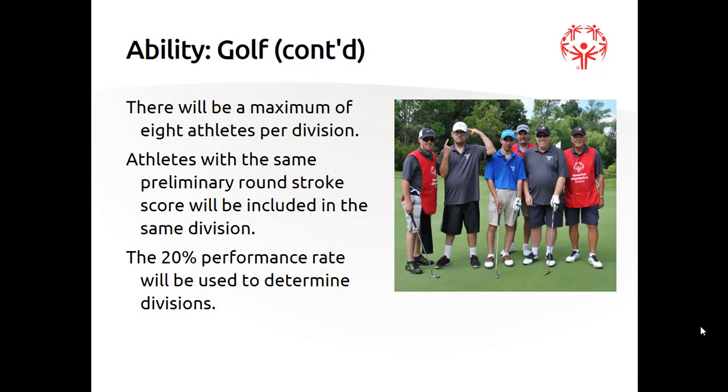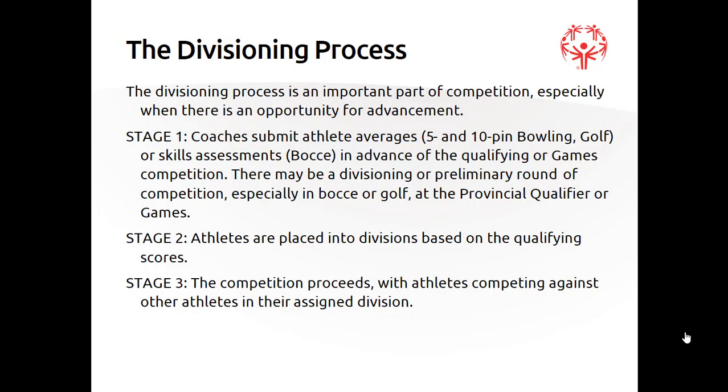Divisions will be made up of a maximum of 8 athletes. Athletes with the same qualifying score will be included in the same division. In golf, a 20% performance rate will be used to determine divisions. The divisioning process is an important part of competition, especially when there is an opportunity for advancement.